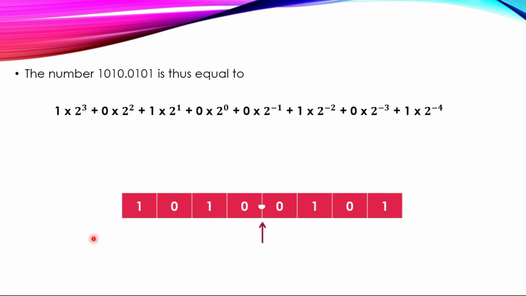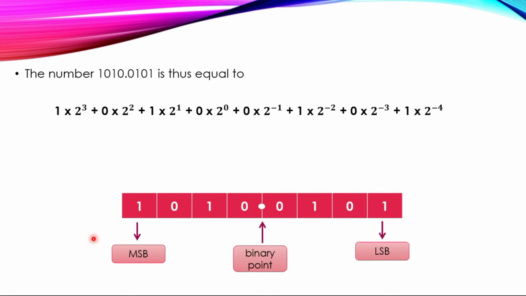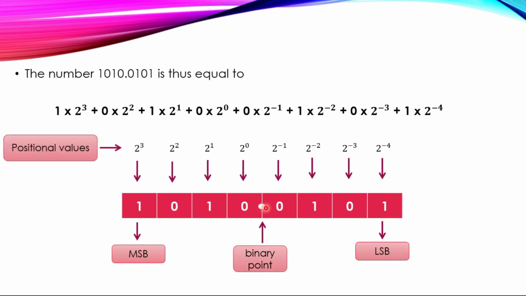Around the binary point, the very first number is your MSB, that is the most significant bit. The very last number is the LSB, that is the least significant bit. Now here are the positional values. The part before the binary point will have positive positional values, and the fractional part of the number will have negative positional values.